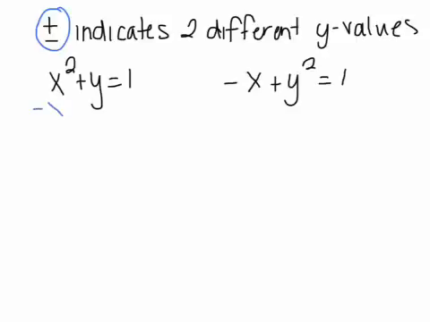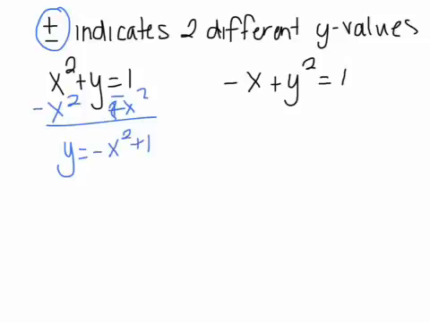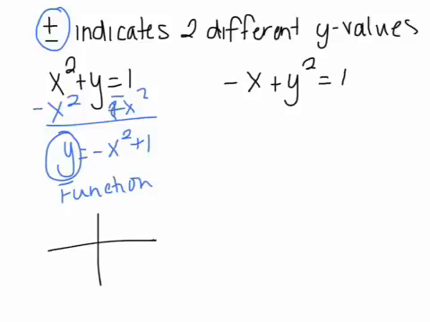The first example, to solve for y, I'm going to subtract x squared from both sides. So y equals negative x squared plus 1. Because y is isolated and there's no plus and minus, this will be a function. The other way you can tell is you can just physically graph it. If I was to plug this in my calculator, my graph would look something like this. And I know by the vertical line test that a parabola is a function.